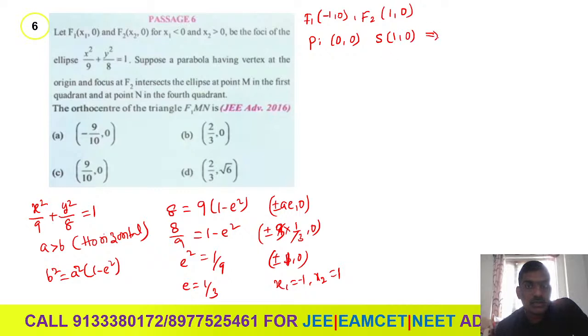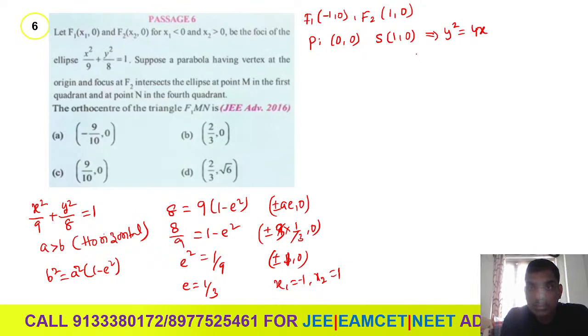So what could be the parabola? y square equal to 4x is the parabola. This parabola intersects the ellipse at point M in the first quadrant and at point N in the fourth quadrant. Okay.